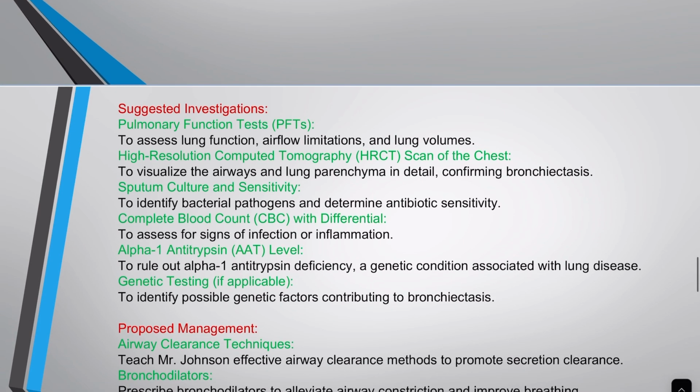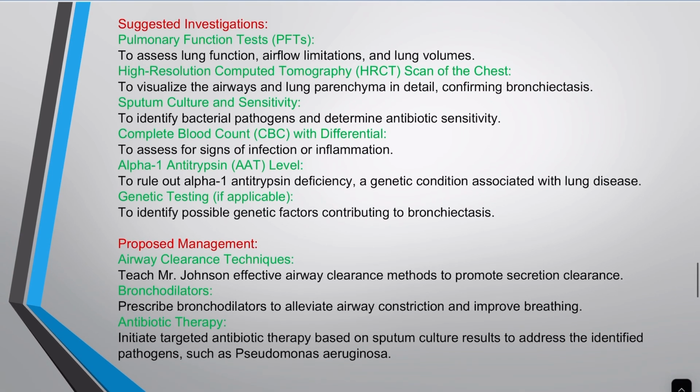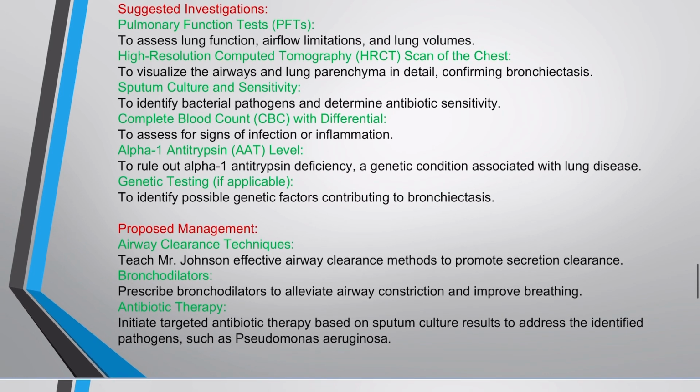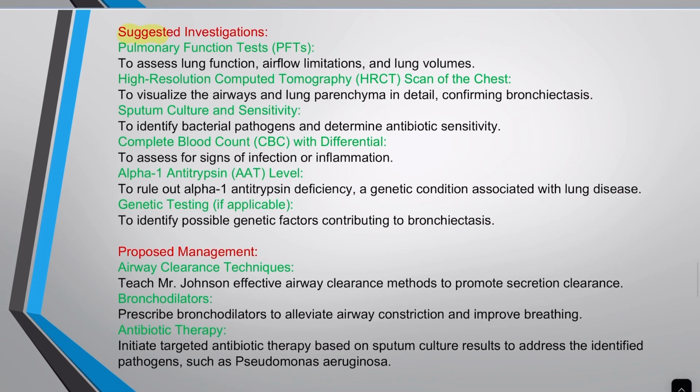And then we're going to suggest some investigations, like pulmonary function test to assess the lung function, airflow limitation, and lung volume. High resolution CT scan to visualize the airway and lung parenchyma in detail, confirming bronchiectasis. Sputum culture and sensitivity to identify the bacterial pathogens and determine the antibiotic sensitivity. Complete blood count with differential, alpha-1 antitrypsin level, and genetic testing if applicable. So then you're not going to stop here, and you're going to propose the management.